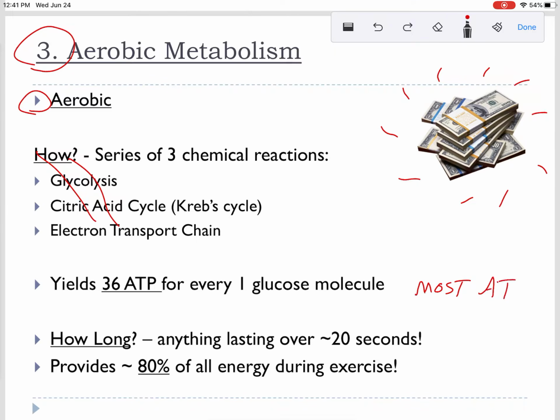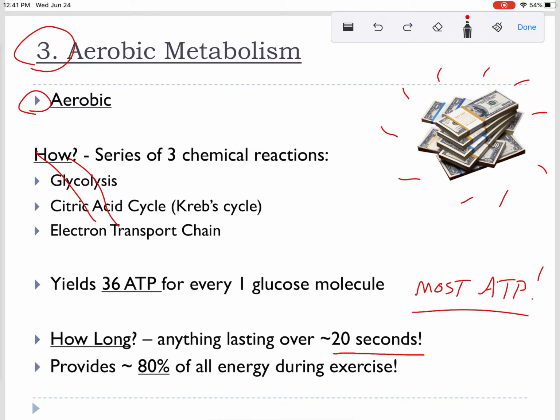This step provides the most ATP. That's why I have the stack of cash there. Even though it takes longer to get to these chemical reactions because we've got to wait for oxygen to be available, once we go through these chemical reactions, it's going to provide us with a ton of energy. Any type of activity lasting 20 or 30 seconds plus, you're going to be dipping into this step to provide ATP.